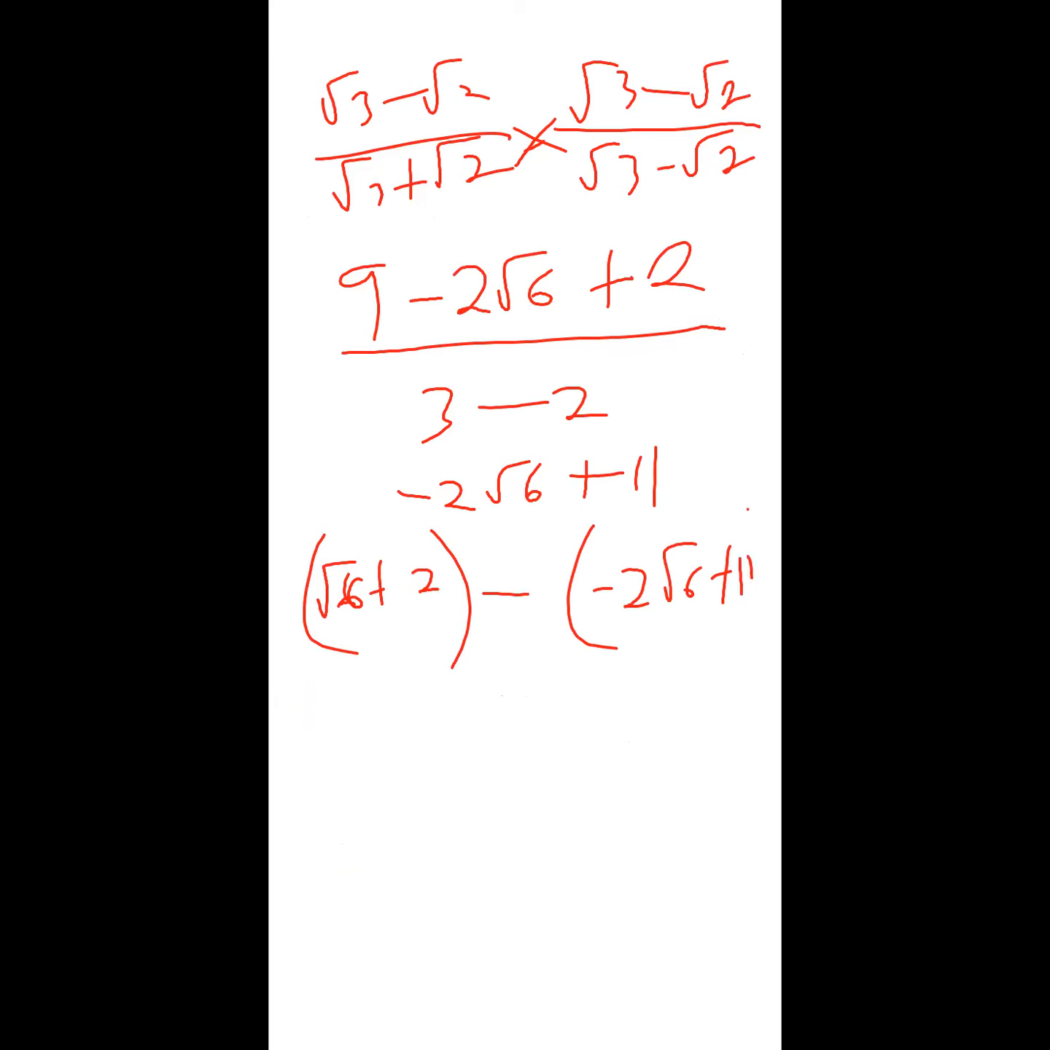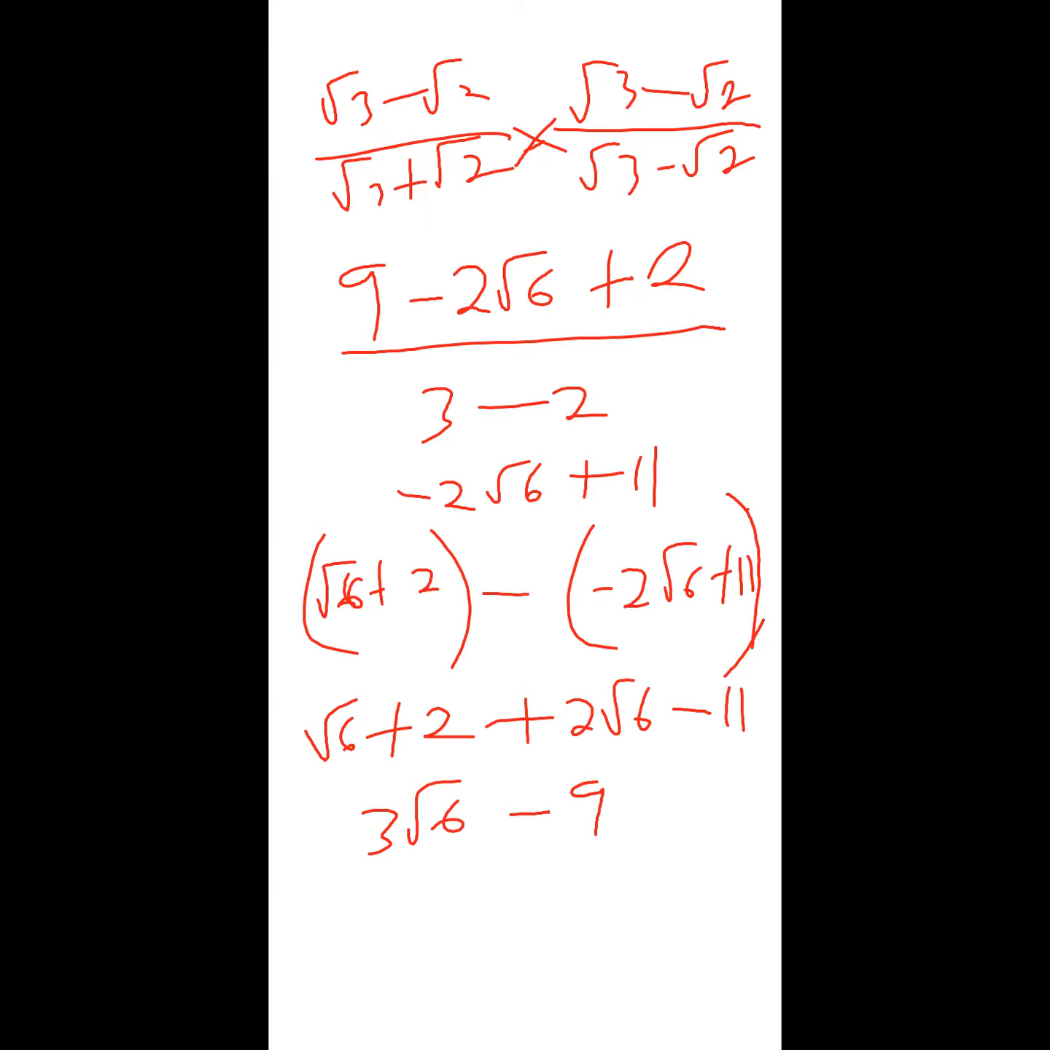All right, so we have this. At the end of the day, it's going to be root 6 plus 2. You can use this minus to expand. That will be plus 2 root 6 minus 11, because minus times minus is plus, minus times plus will give you minus. So root 6 plus 2 root 6 will give you 3 root 6. It's like you say 1 biscuit plus 2 biscuits, it's going to be 3 biscuits. Then plus 2 minus 11 will give you minus 9.